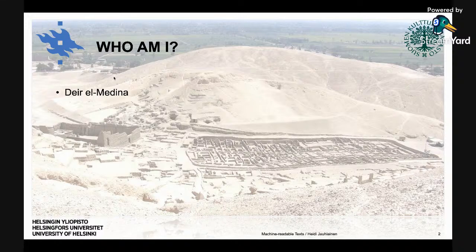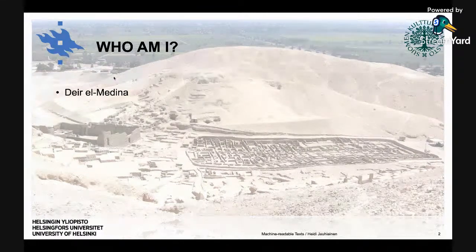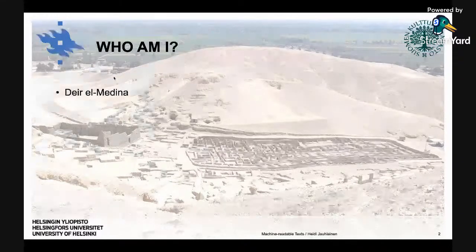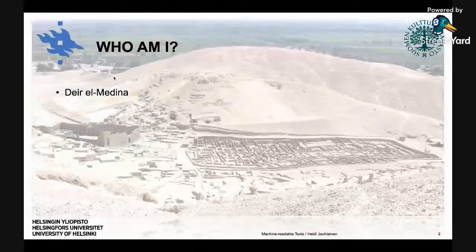And Deir el Medina is the village where the men who built the royal tombs in the Valley of the Kings lived with their families. The village was occupied during the New Kingdom of the ancient Egyptian history, so the second half of the second millennium BCE. And the ruins of the village were excavated during the first half of the 20th century. And you can see them in my background picture.